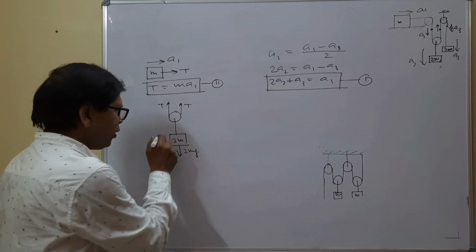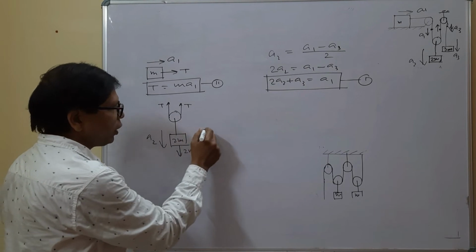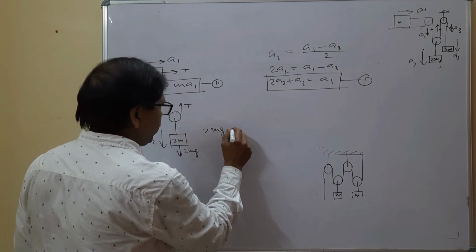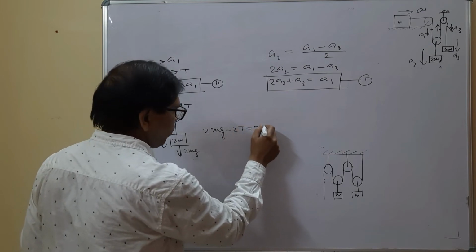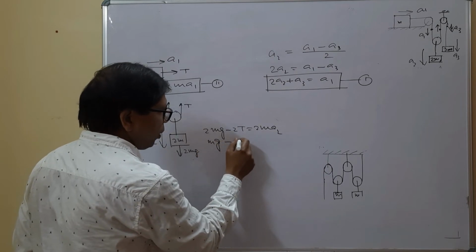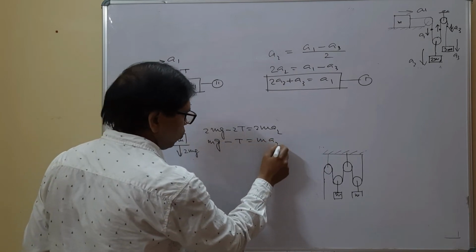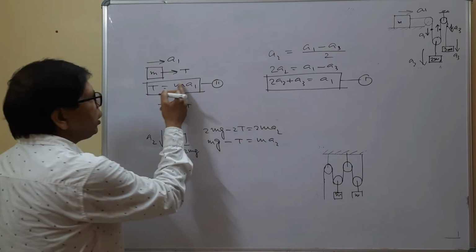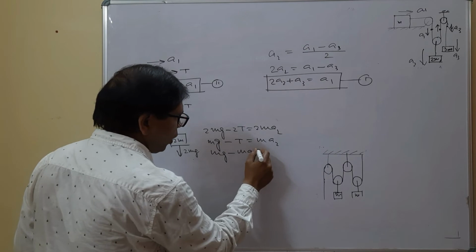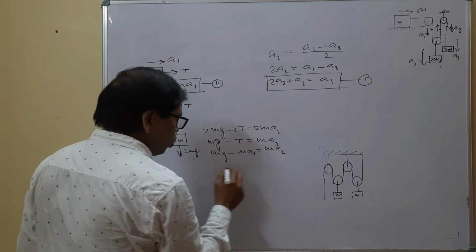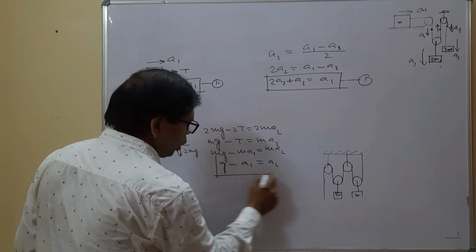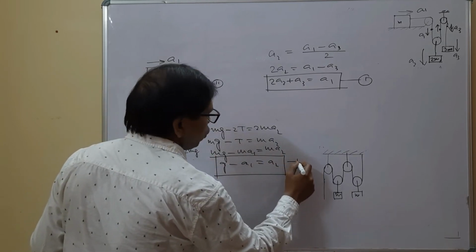So look at this, motion is a2 along this direction, so this is 2mg minus 2T equals 2m into a2. So mg minus T equals m into a2. Okay, now look at this, T equals m a1. So here mg minus m a1 equals m a2. So look at this, g minus a1 equals a2. This relation is relation number 3.